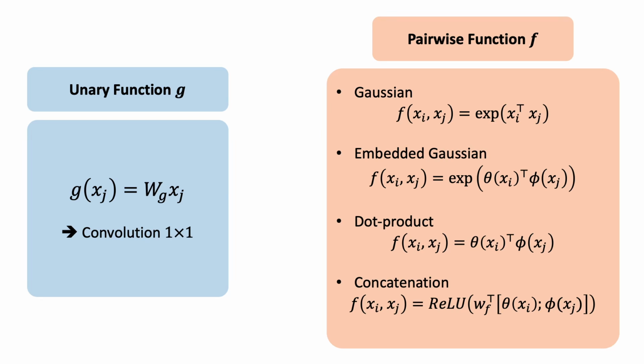phi. The third proposed option for f is a dot product between these embedded features, theta of xi and phi of xj. And finally, the fourth option is to concatenate these embedded features followed by a linear layer and a ReLU activation.